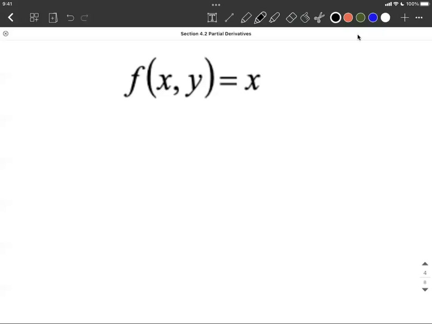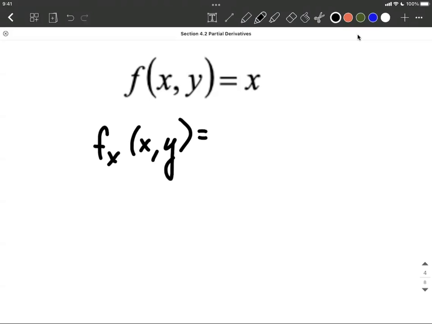Okay, let's find a partial derivative. We're actually going to find two. We're going to find the partial derivative with respect to x. So remember, when we do these, if you're doing it with respect to x, you treat x as though it's your only variable. If there are any other variables involved, treat those like constants.